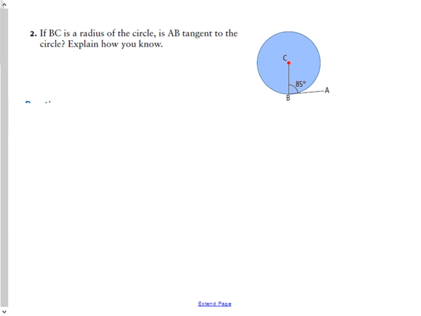The second question says, if BC is the radius, is AB tangent to the circle? This is probably the easiest question in the entire set. It does touch it at B, but in order for it to be tangent, it can't be 85 degrees. It would have to be 90 degrees.